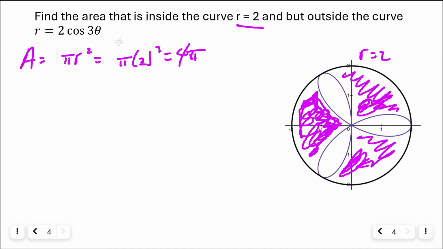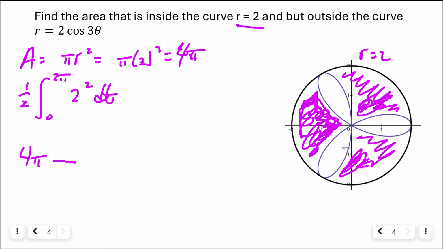The other way to calculate it would be to take 1/2 the integral from 0 to 2 pi, going all the way around the circle, of r squared d theta. That would also give you 4 pi. Take your pick. Both of them would work. And then I want to take that area, the 4 pi, and subtract away the area of the 3 petals.